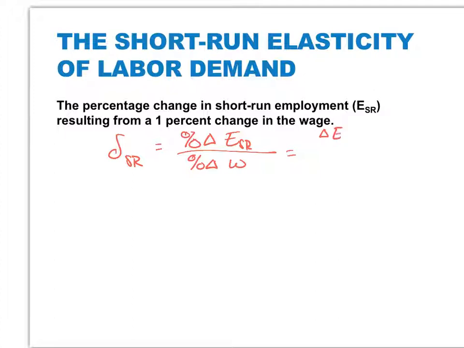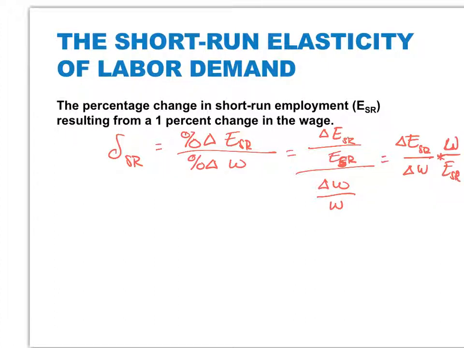And this is the same as saying the change in labor in the short run over the quantity of labor demanded in the short run, over the change in wage divided by the wage rate. Or the change in labor over the change in the wage rate, times the wage rate over the quantity of labor demanded in the short run. So again, this is just 1 over the slope of the short-run labor demand curve times the wage rate divided by the quantity of labor demanded in the short run.